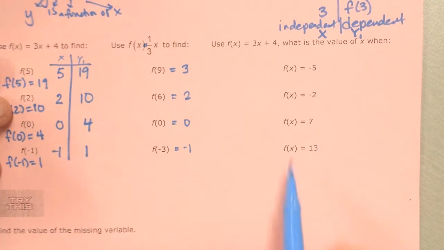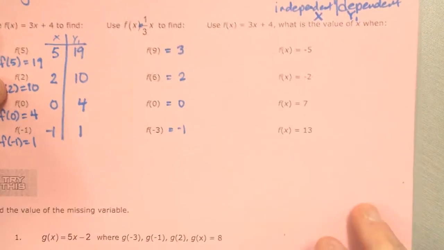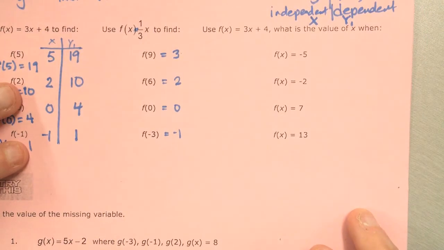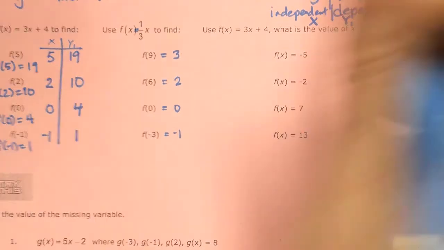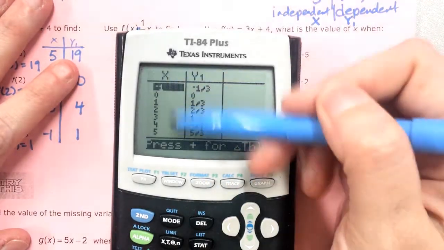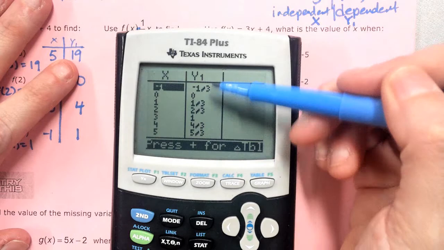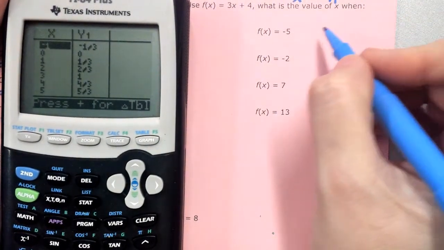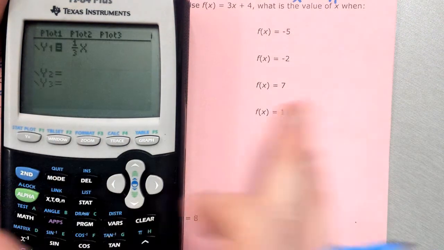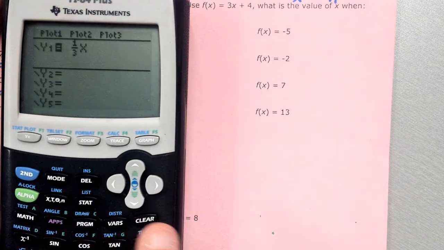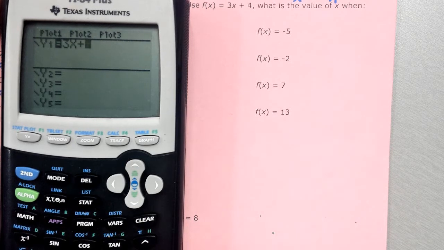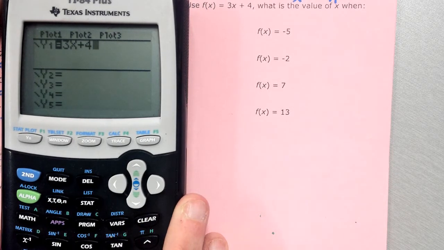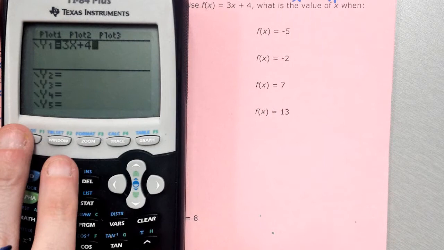Now, what's different about this last one? What do they give us instead of the x? The output. They give us the output. So that means instead of looking in the input column on my calculator, I'm looking in the output column. So in this case, I'm looking at y. I'm going to first put the equation in, which is 3x plus 4. You hit y equals to go back.